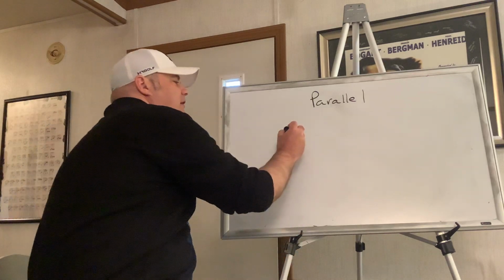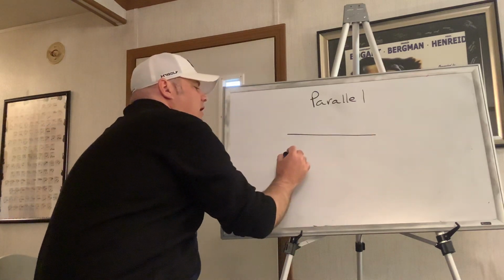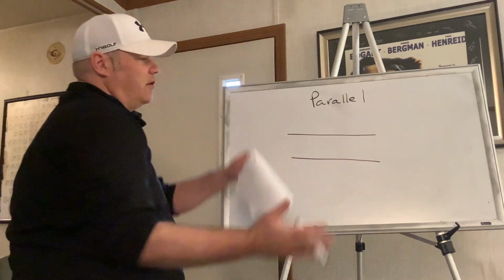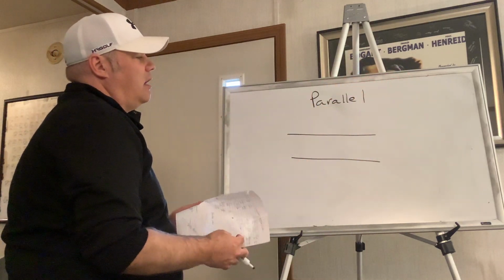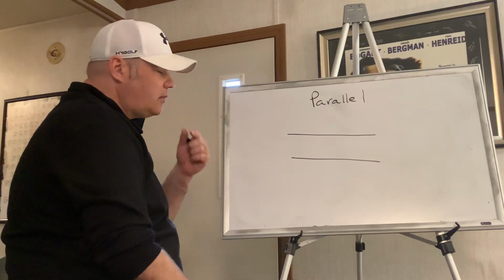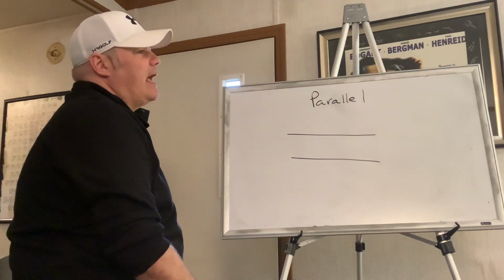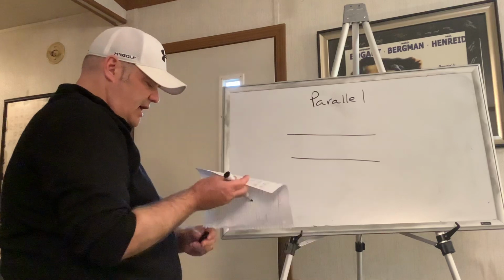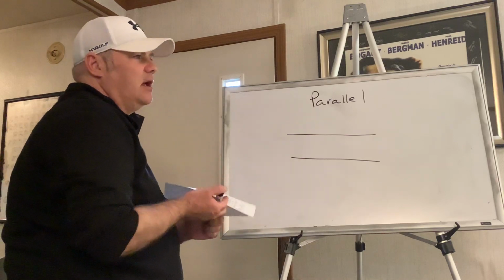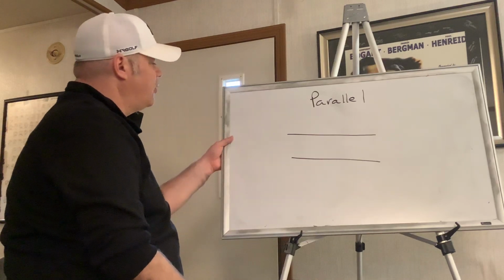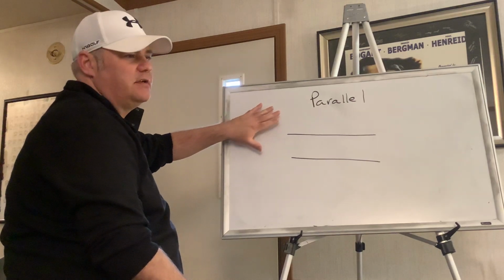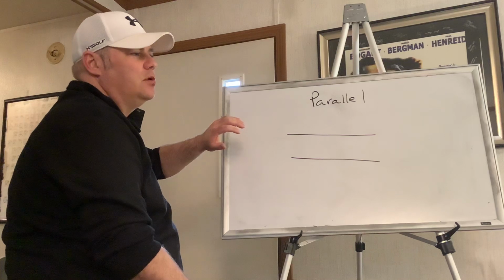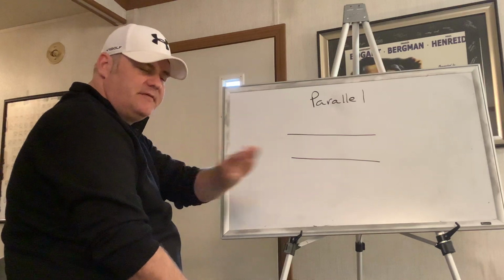Parallel lines mean you have two lines that run next to each other, and they can be further apart, they can be miles apart, but they run next to each other, but they never touch. And one key fact is they have to be on the same plane. I'm not going to get too deep into that, but this board is a plane. It's a flat surface. A street is a plane, it's a flat surface.